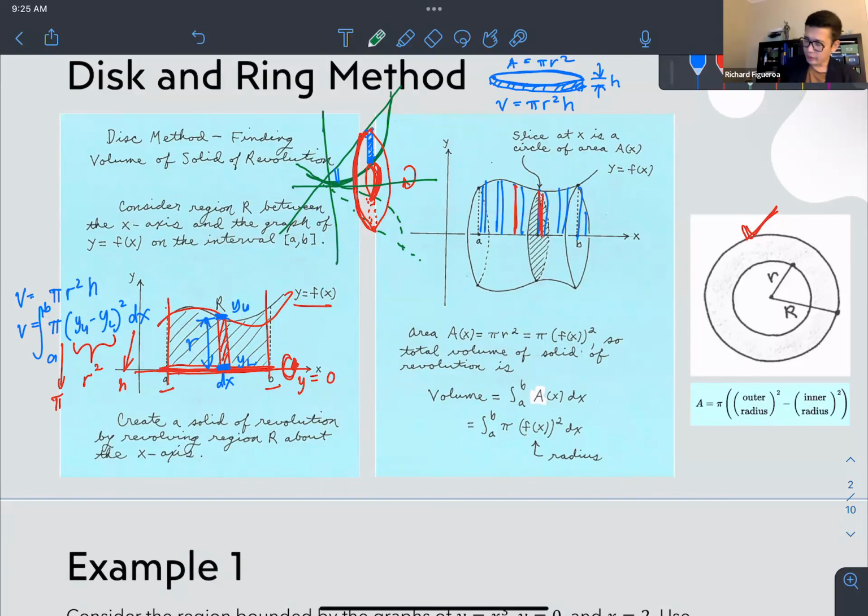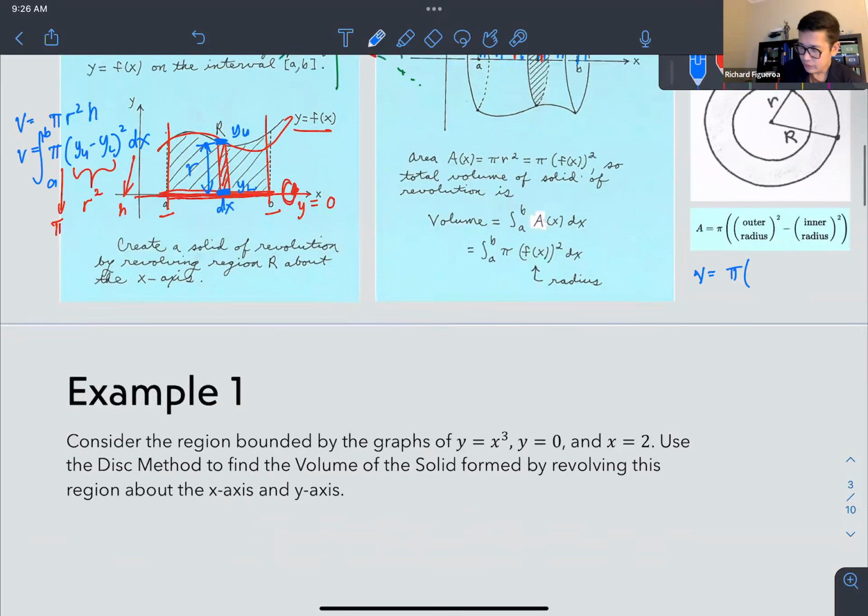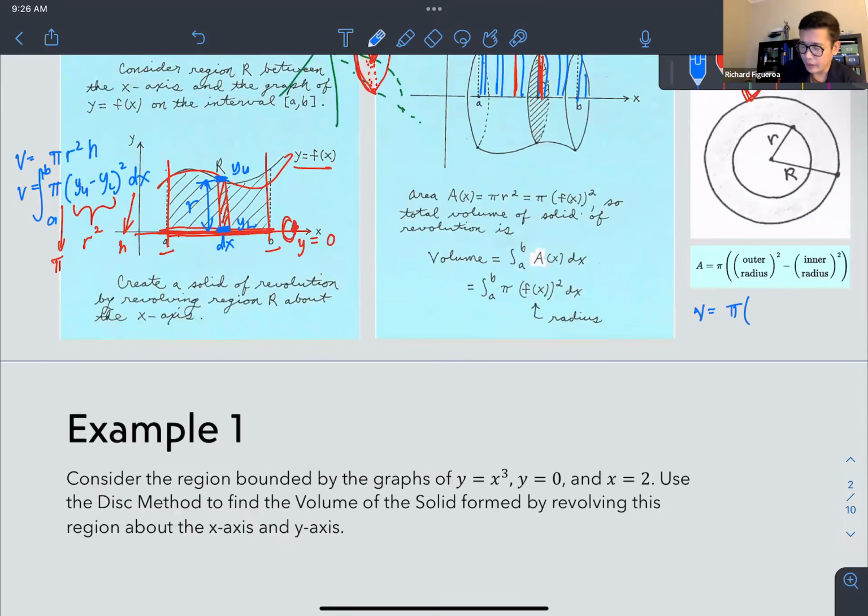And how do we use the formula here? The formula for the disc or for the ring: the volume would be pi, and instead of only R, we have two radii, the outer radius and the inner radius. So I'll have capital R as the outer, squared, minus the inner, and then multiply it with the height.